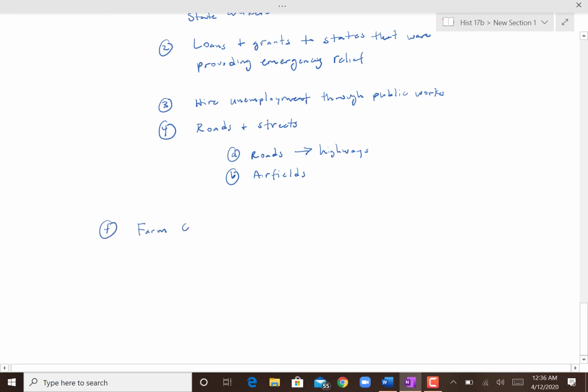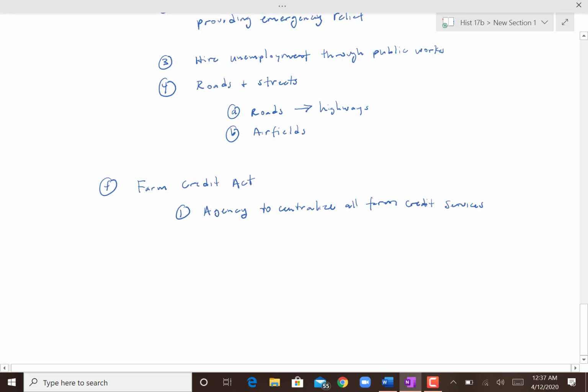And the Farm Credit Act was looking at being more specific with the mortgage plan for farms. And so they actually created a specific agency, because it was chaotic otherwise, to centralize all farm credit services. There were too many different banks and loans involved in the first one, and so they wanted a singular entity that could manage all of this. And then they refinanced 1/5 of all farm mortgages. And this was important for making sure that people could actually keep their farms.